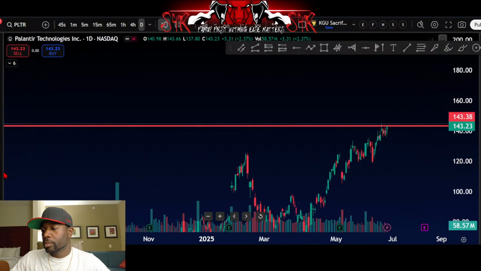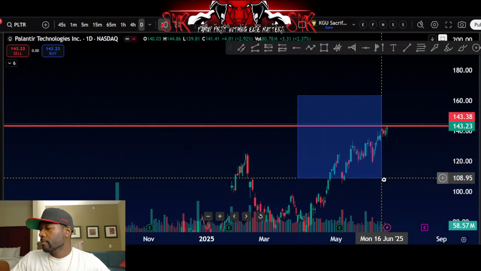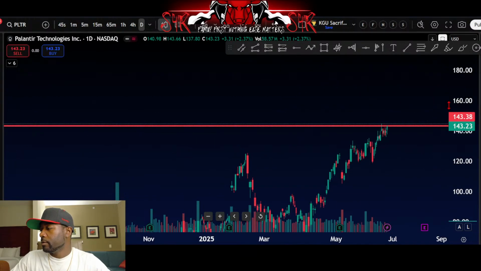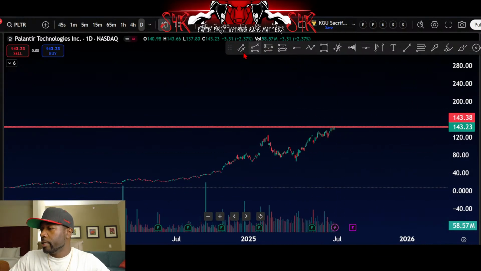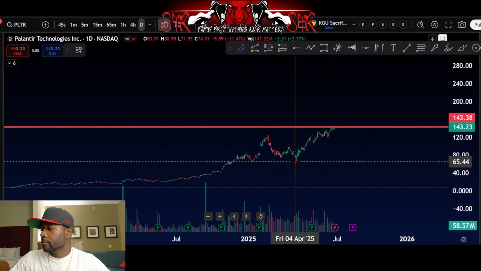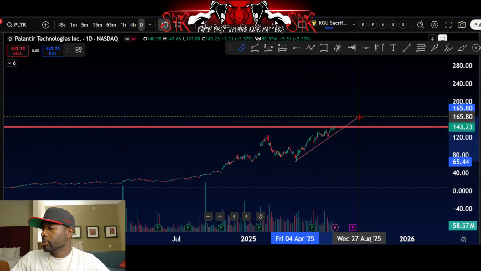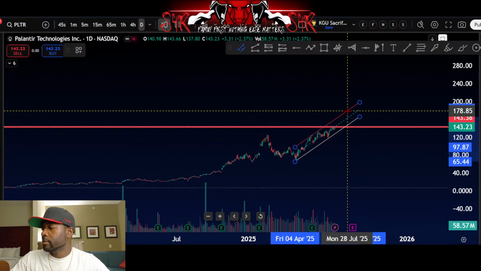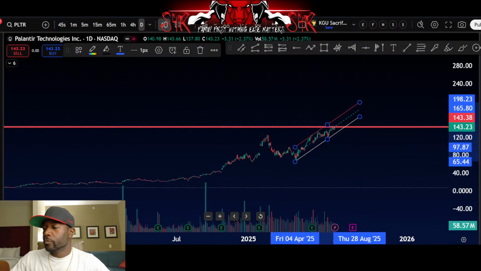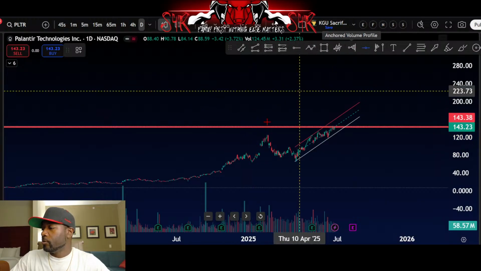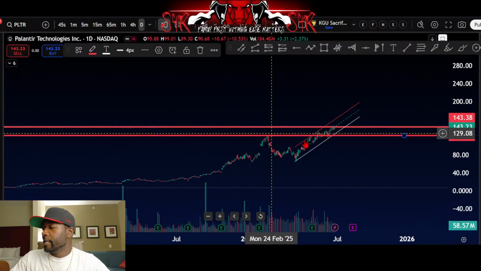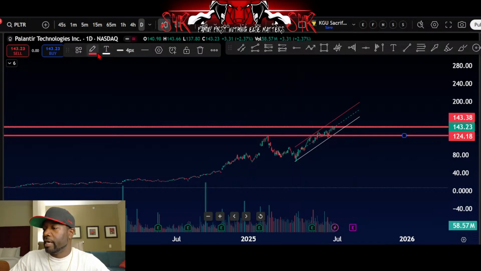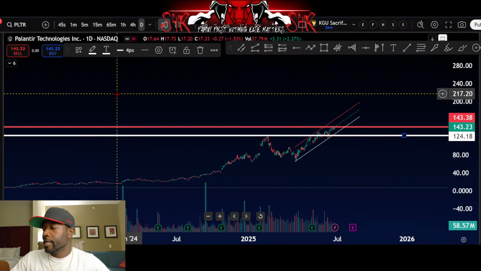Okay? So this thing is just on a rocket. All right, so I like to draw my parallel lines, identify our trend, which we already know we're in the uptrend for Palantir. That's obvious. And then I like to draw my last known level of resistance, because likely it has become support, but I need to zoom in to make sure that that is accurate.